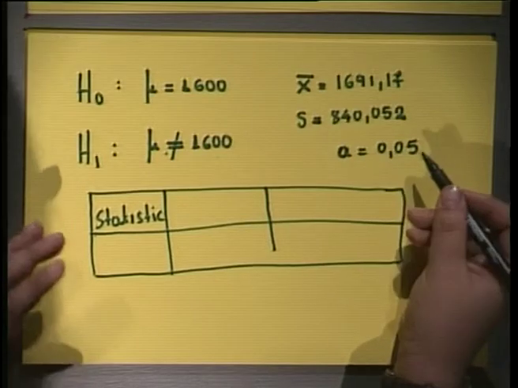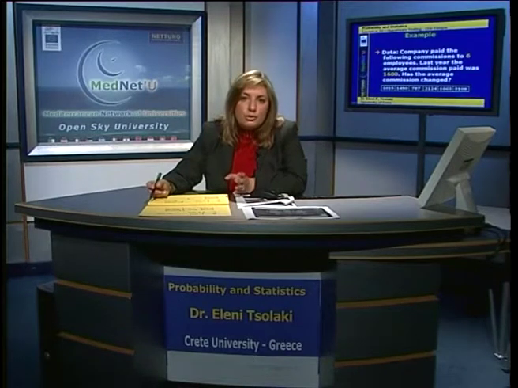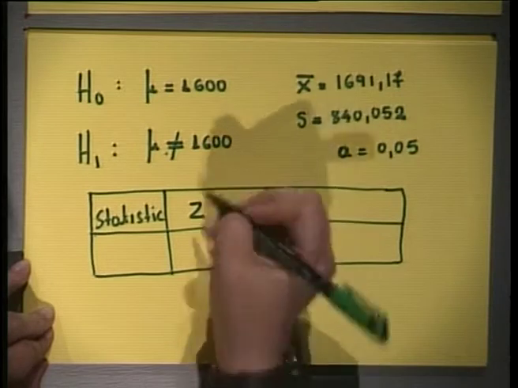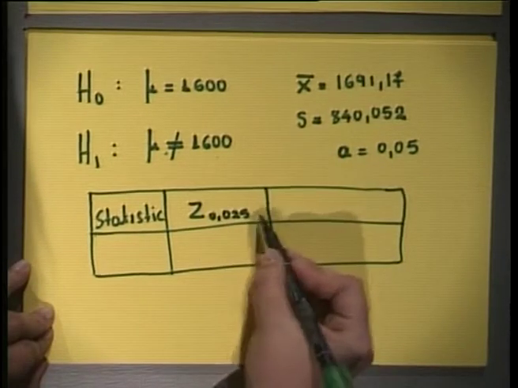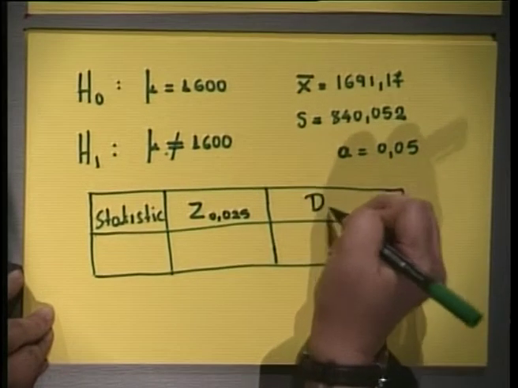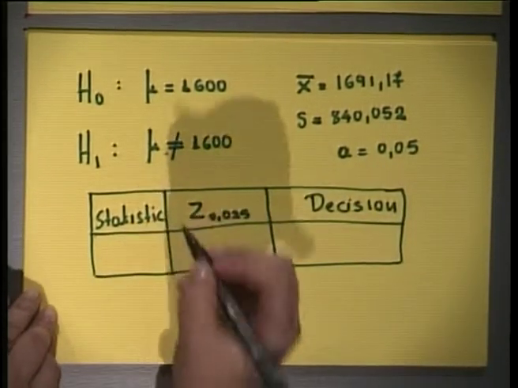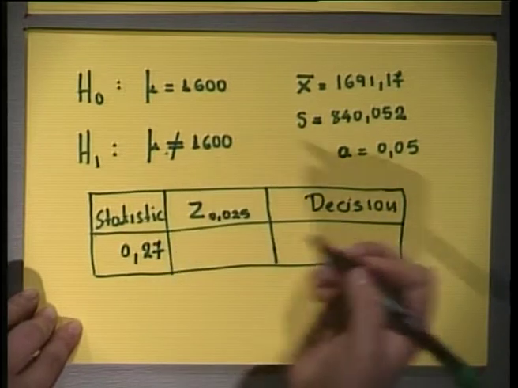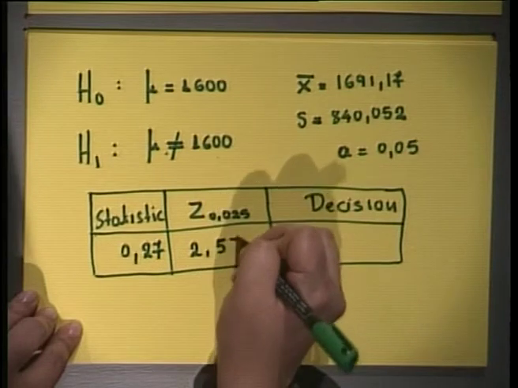0.05. We use this a lot because it's actually the point most people use, and it's a two-sided test, so we are looking at 0.025, alpha over 2, and we're going to make a decision based on what we calculate. The statistic calculated from our data is 0.27, and the point of the distribution is 2.571.